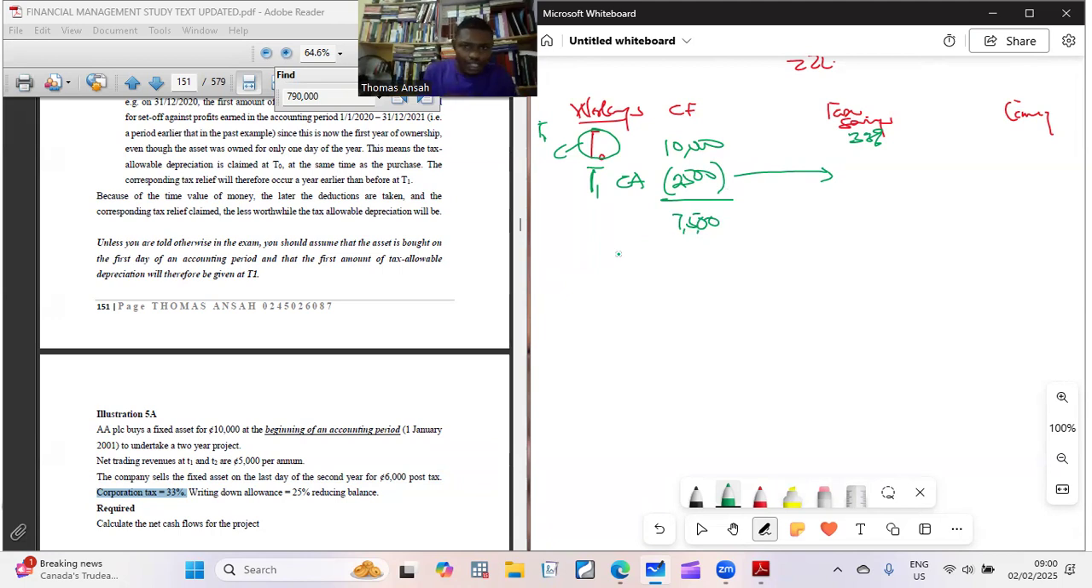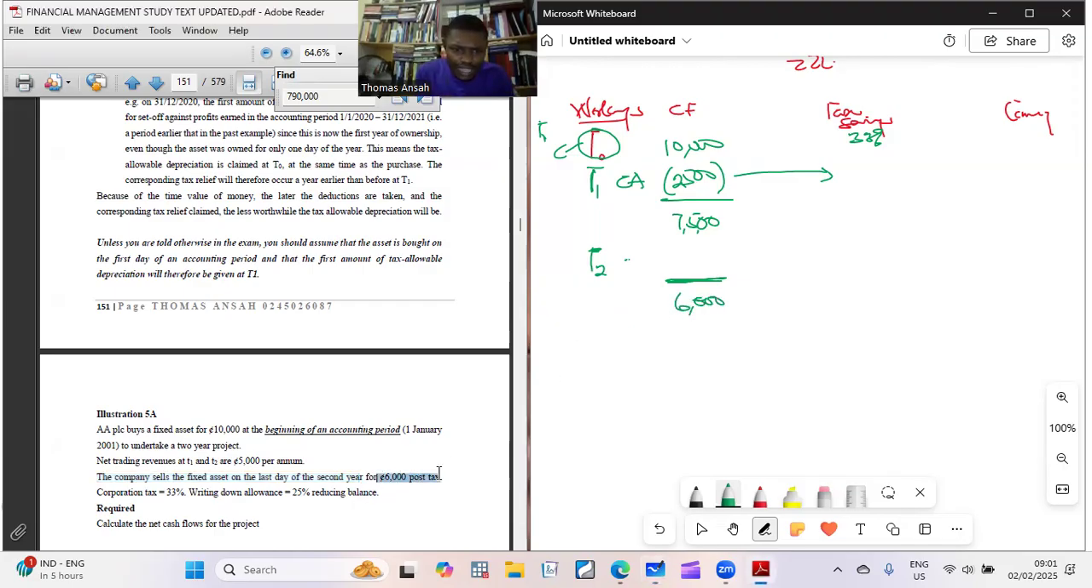All right. Then I come to T2, year 2. Now, in year 2, it says that the company sells the asset at the last day of the second year. So if the asset was sold, it is sold. We can't get capital allowance for that. We cannot compute capital allowance here. It is sold. We don't have it. It was sold for how much? So at the end of the day, the asset value is now what?